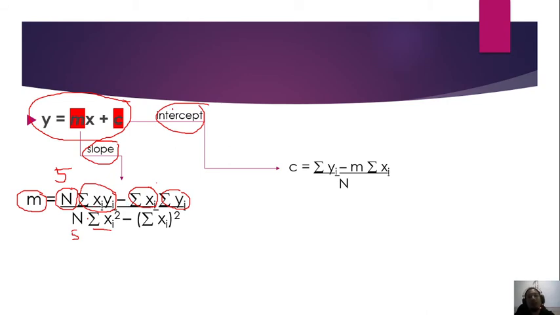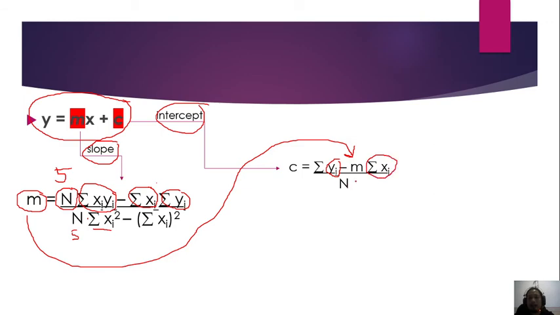Next is for intercept or persilangan paksi y. For intercept, you need to use the formula c equal to the sum of value for y, you got from the data before, minus m, m is the slope value. So, kamu akan dapatkan nilai slope dahulu, kemudian kamu akan masukkan dalam equation for measure the value for intercept. So, m darab dengan the sum of x, hasil tambah atau jumlah keseluruhan nilai x, bahagi dengan n. n adalah sama sahaja, iaitu 5.